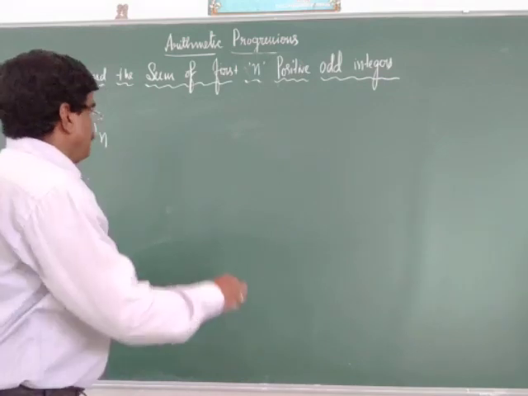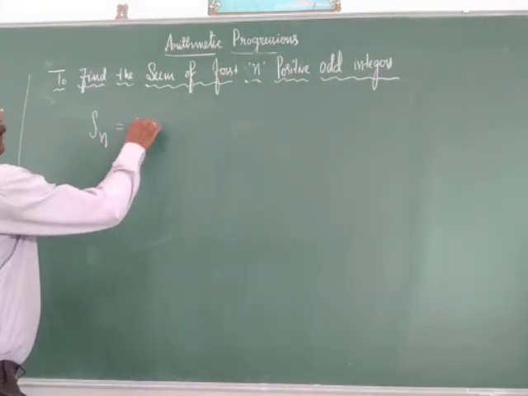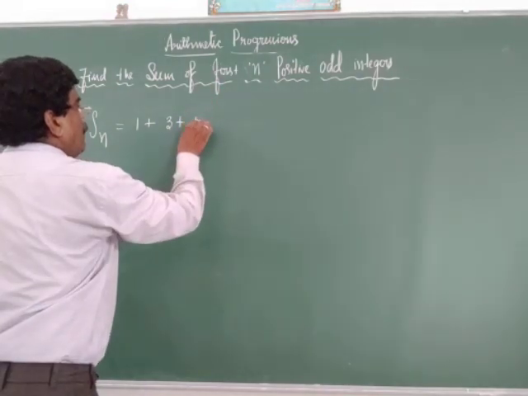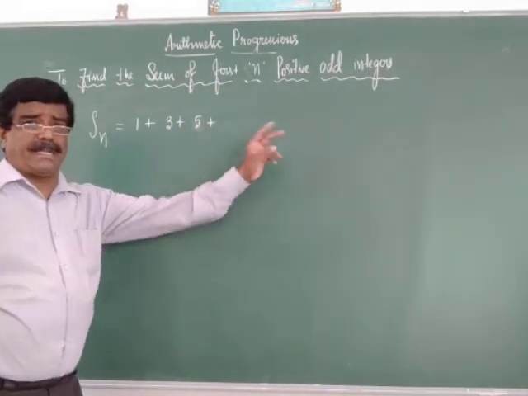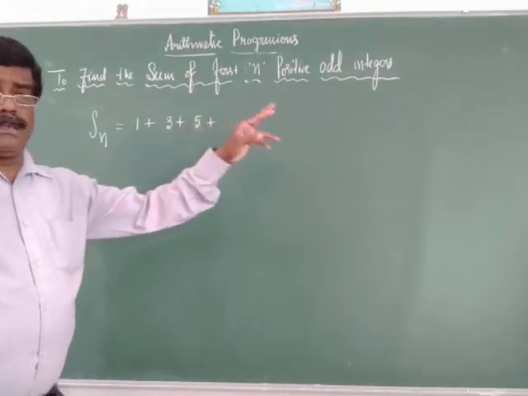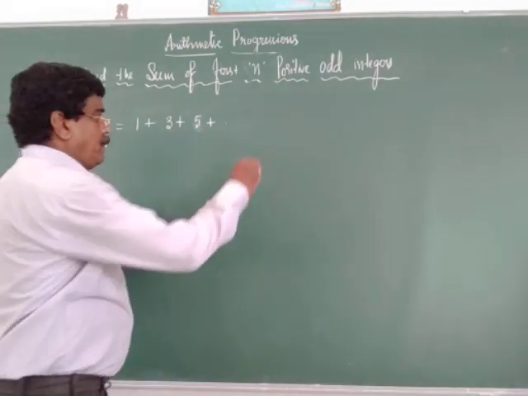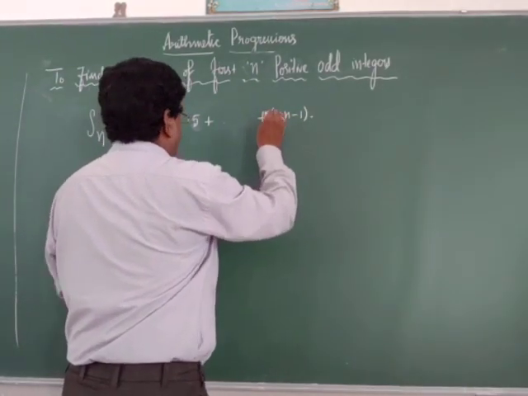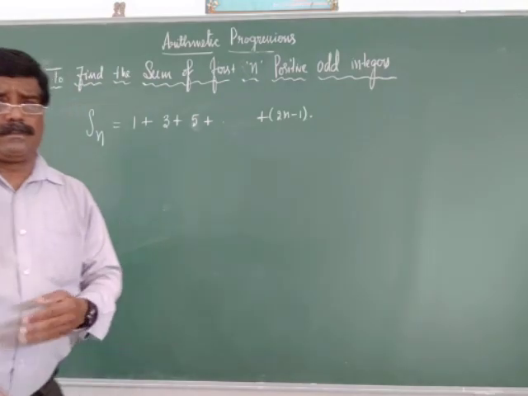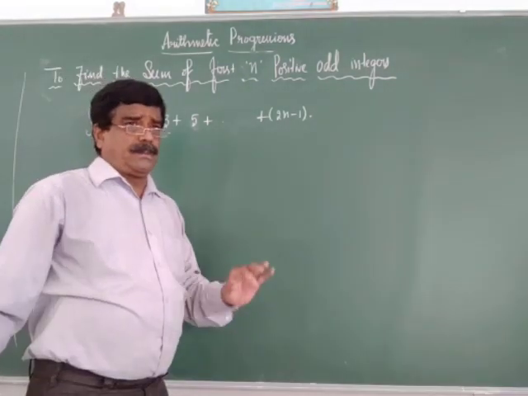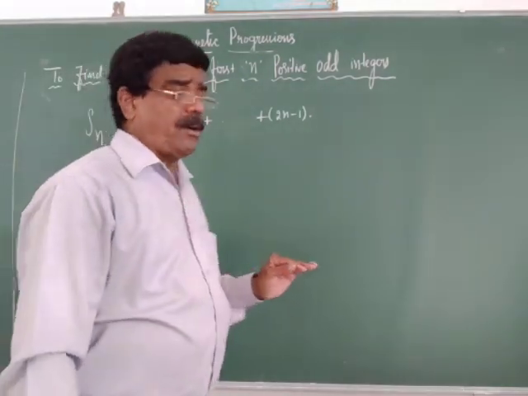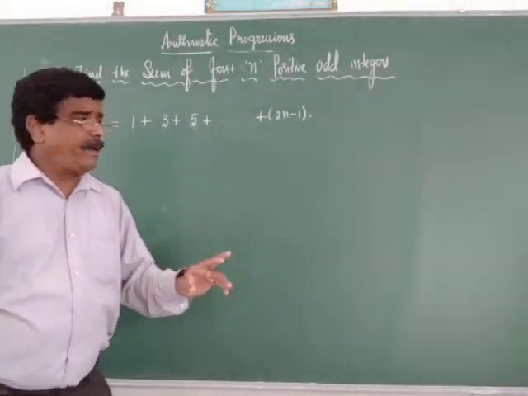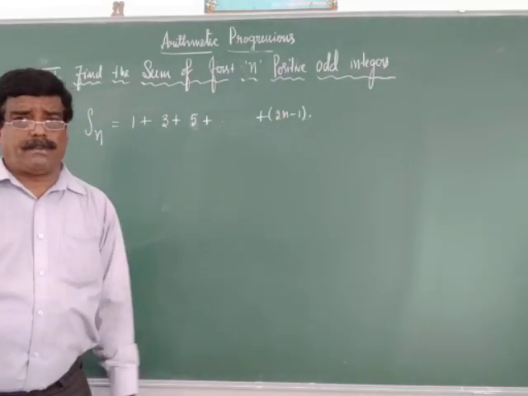sum to n terms will be equal to 1 plus 3 plus 5 plus etc. like that. The nth term of an odd number will be 2n minus 1. Please learn this, children, because nth term of an odd integer is 2n minus 1. Because you keep any value for n here, you are going to get an odd number.